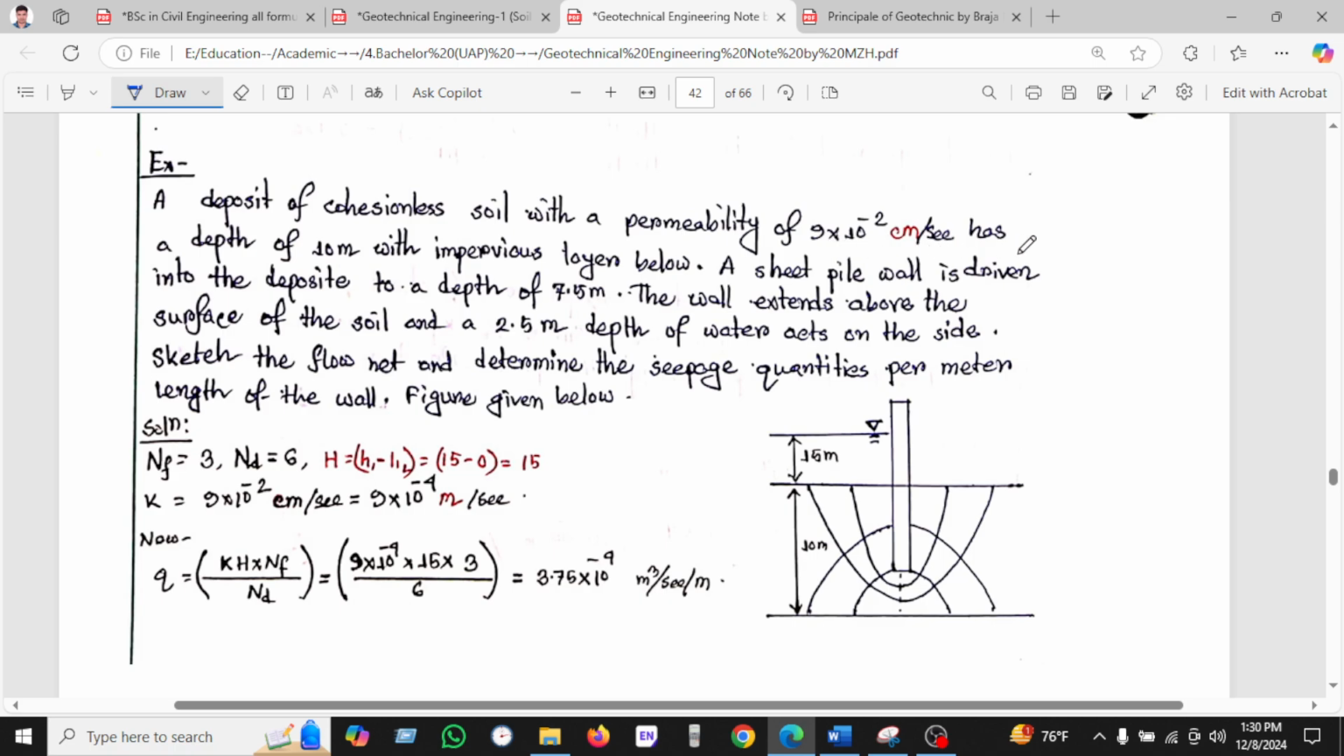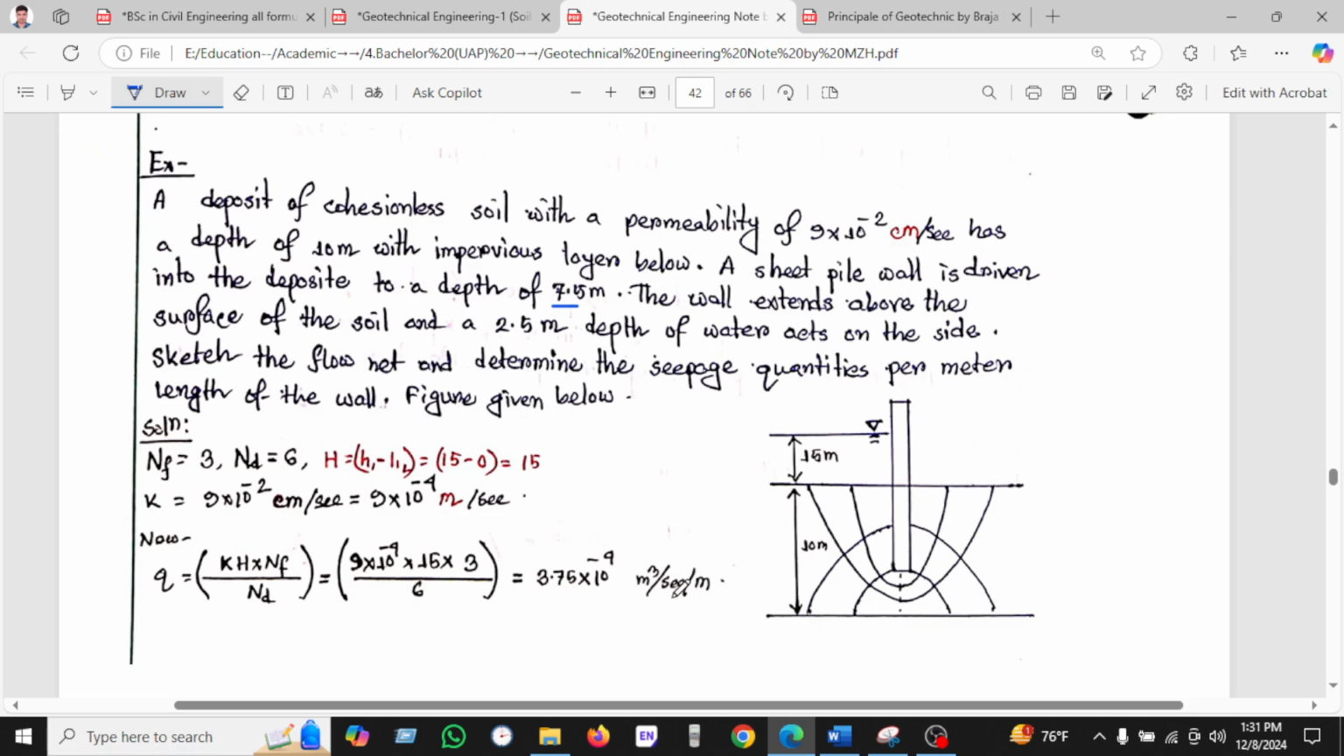So this is in centimeters, we have to remember, and has a depth of 10 meters with a permeable impervious layer below, and the sheet pile wall is driven into the deposit to a depth of 7.5 meters, and the wall extends above the surface of the soil to a 2.5 meter depth. Water acts on the side. Sketch the flow net and determine the seepage quantities per meter length of the wall, and figure given below.